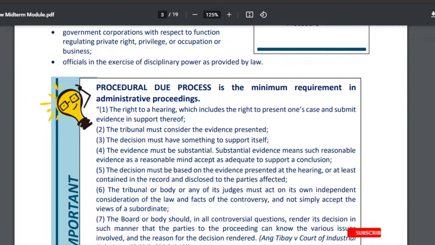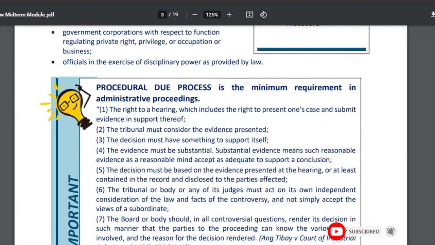So number 4, the fourth right under procedural due process when you talk of administrative proceedings is that the evidence must be substantial. What do you mean by substantial? Substantial evidence means such reasonable evidence as a reasonable mind, kung unsa man tong mga ebidensya nga matong madawat being reasonable people, accept as adequate to support the conclusion. For example, ang evidence nga i-attach sa complaint kay gibutang dito kay expired gid ang license. So that particular evidence is substantial enough to support the claim that is written in the complaint.